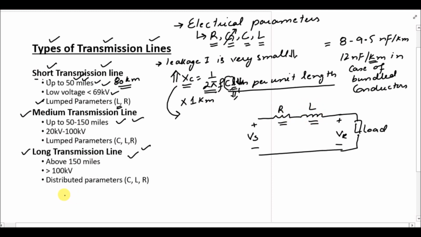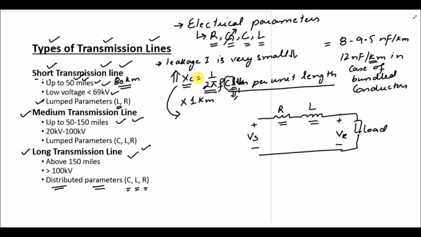But in case of a long transmission line, we will use distributed parameters, which means for each unit length we will have a separate capacitor as well as inductor as well as resistor. We will talk about that in the long transmission lines. But if we do not include the capacitance in the short transmission line, there is not much error in the calculation because the leakage current is very small, and there will be no current loss or power loss due to the leakage current.